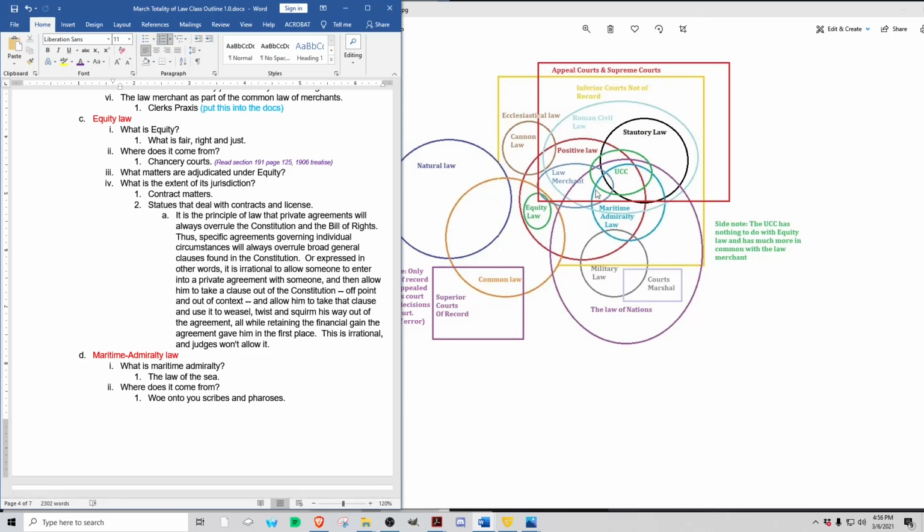So they could come back over the top of you and put you into contracts of which you were unaware and run you over with them. Thus, specific agreements governing individual circumstances will always overrule broad general clauses found in the Constitution. Or expressed in other words, it is irrational to allow someone to enter into a private agreement with someone and then allow him to take a clause out of the Constitution, off point and out of context, and use it to weasel, twist, and squirm his way out of the agreement, all while retaining the financial gain the agreement gave him in the first place. This is irrational and judges won't allow it. But the first thing you do when you're in any of these situations, as far as these inferior courts are concerned, is produce the contract.